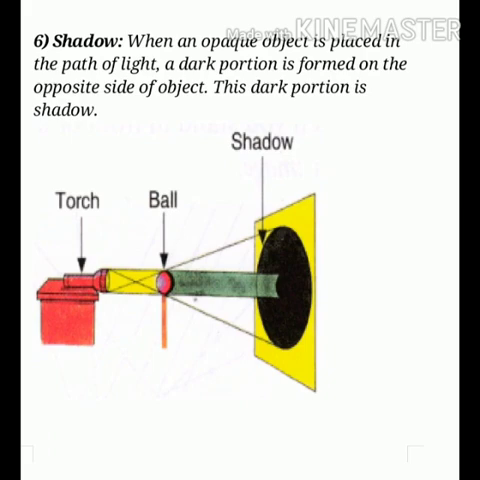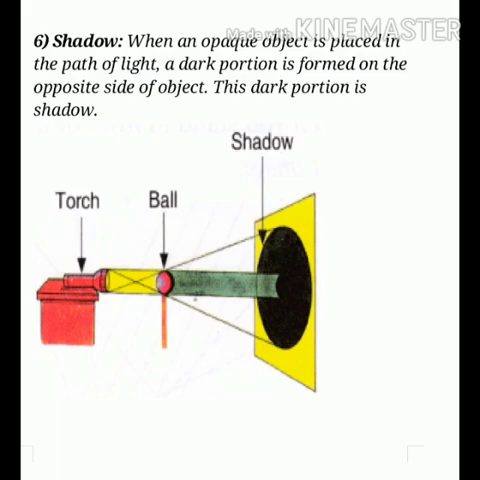Shadow. When light falls on an opaque object, a dark patch is formed on the screen behind the object. This dark patch is called the shadow. It is formed when the path of the light is blocked by an object.